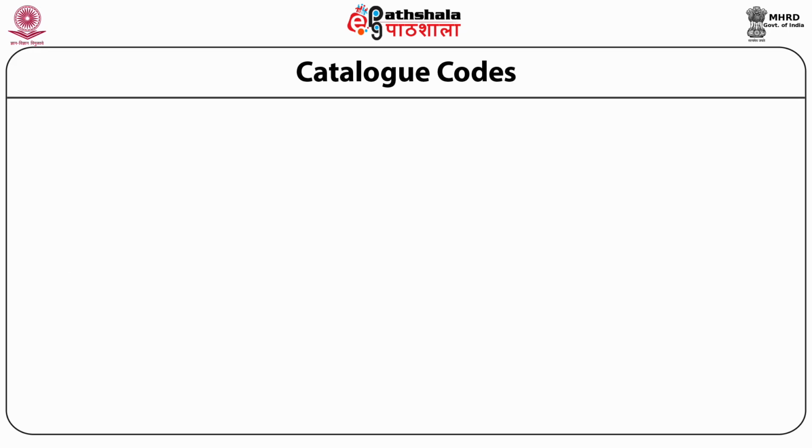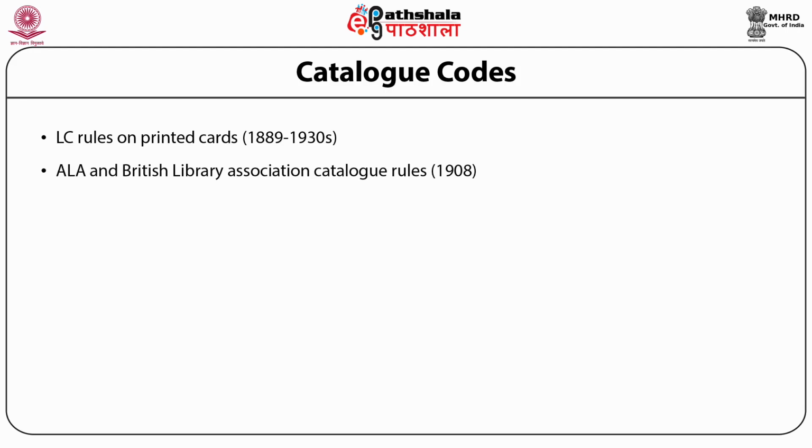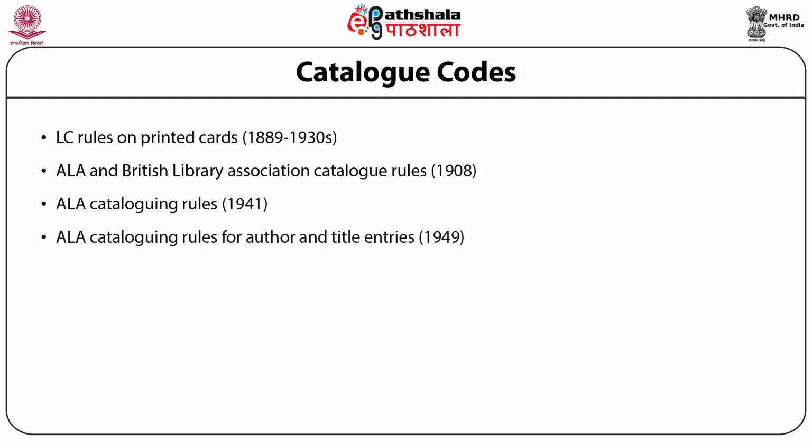Some of the other cataloging code efforts were Library of Congress rules on printed cards in 1889 to 1930, ALA, that is American Library Association, and the British Library Association cataloging rules in 1908, ALA cataloging rules in 1911, ALA cataloging rules for author and title entries 1949, Library of Congress rules for descriptive cataloging 1949. Then came the AACR, that is the Anglo-American Cataloging Rules in 1967.